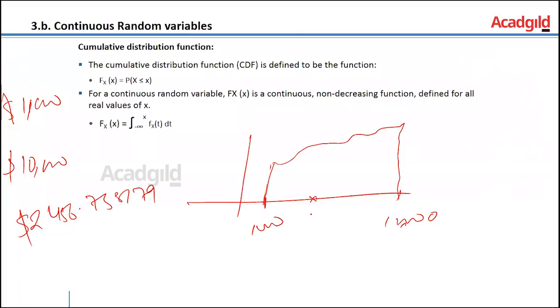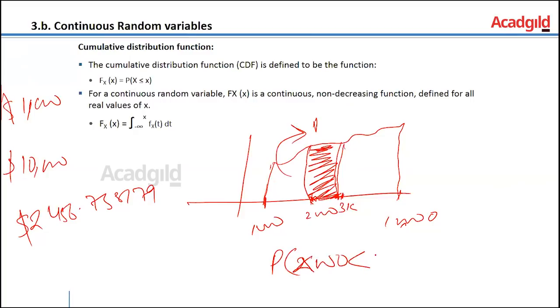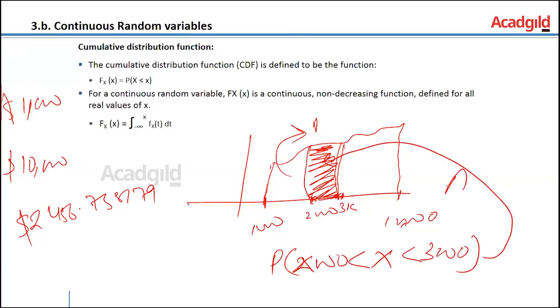So what is the probability of getting exactly $2,000? It is zero. But if someone asks me, what is the probability of getting an insurance claim which is between $2,000 and $3,000, then I take the area under this curve. Okay, the total probability under this graph is 1, and the area under this curve tells me the probability that my insurance amount would be anywhere between $2,000 and $3,000, given by this area. Okay, so that's how we deal with a continuous random variable.